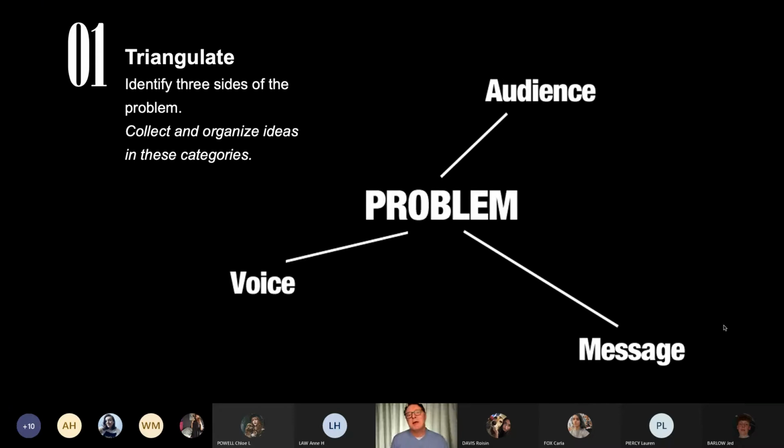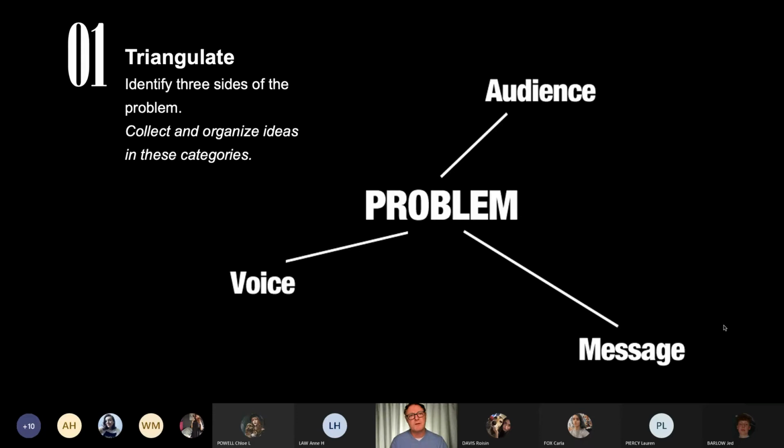triangulate. Right, so this method of ideas generation is probably one that you're most familiar with, and certainly have had it drilled into you, where you identify 3 sides of the problem. So what you do is you collect and organize ideas in these categories: who your audience is, that's really important, what message it is that you're trying to project, and what is the tone of voice, the graphic language. These are the 3 components that should help you hone in on the problem.